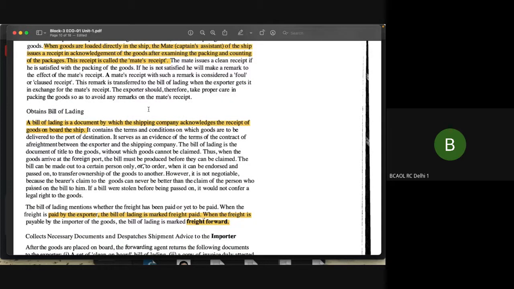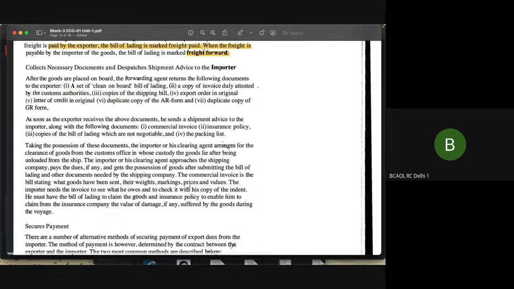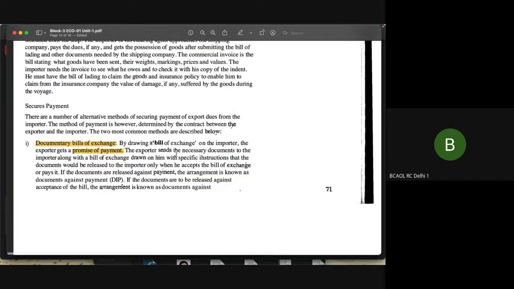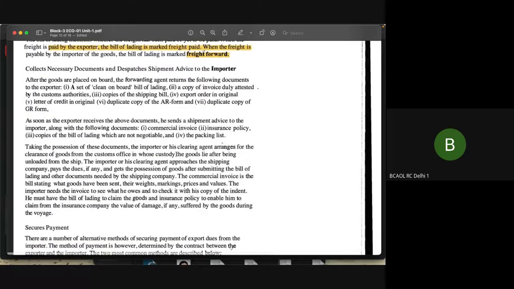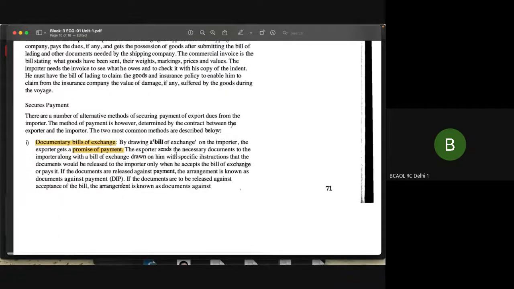Okay, now the ship is in transit and all the goods are on the ship. So that is known as obtaining the bill of lading. It's a very important document because it has all the instructions given to the captain of the ship that this is how you need to take the goods to the importer. Okay, so you get a bill of lading. Done. Necessary document. Okay, this is done. Okay, and then this is sent to your importer.